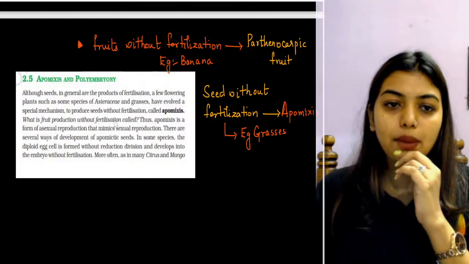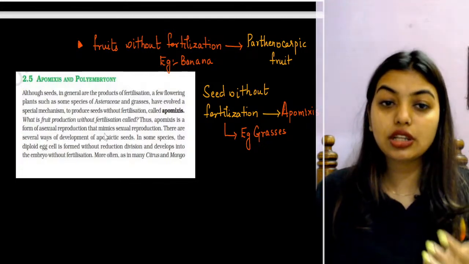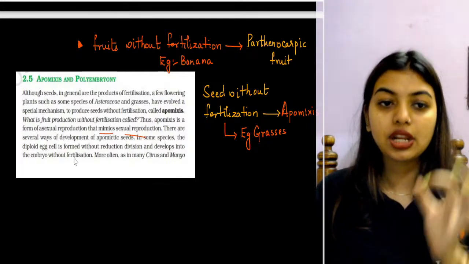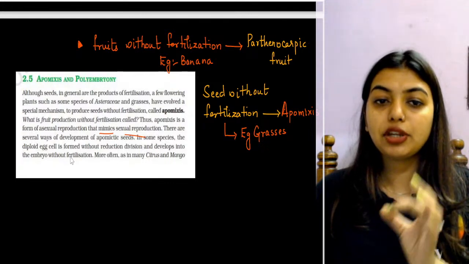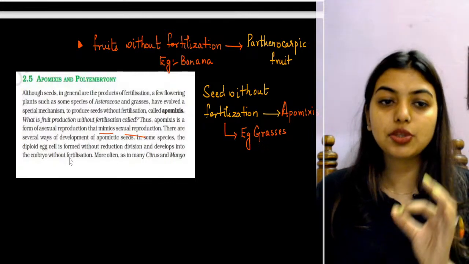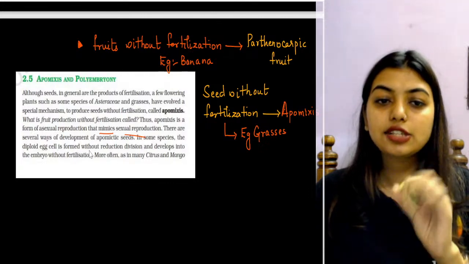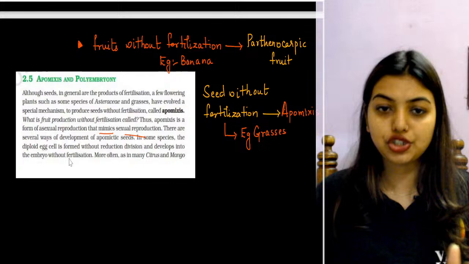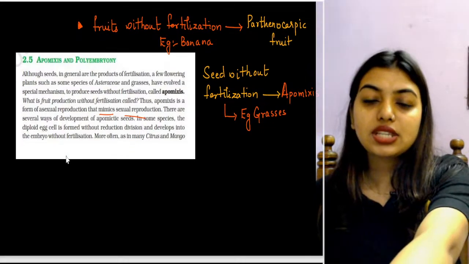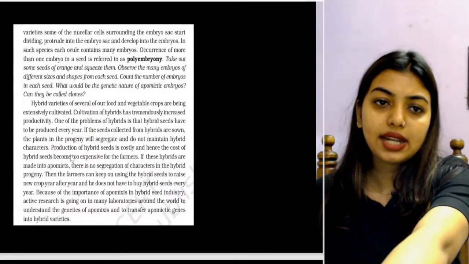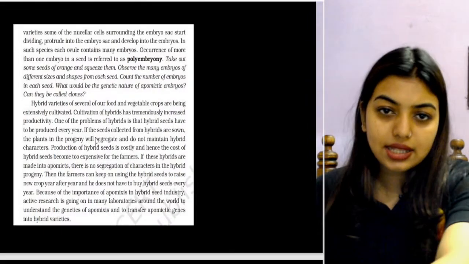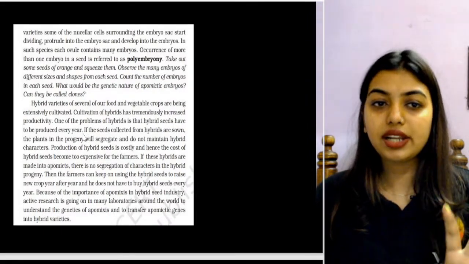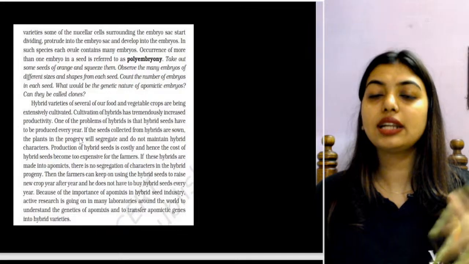I already asked you. Apomixis is a form of asexual reproduction that mimics sexual reproduction. There are several ways of development of an apomictic seed. In some species, the diploid egg cell is formed without reduction division and develops into an embryo without fertilization. More often in many citrus and mango varieties, some of the nucellar cells surrounding the embryo sac start dividing, protrude into the embryo sac and develop into an embryo.